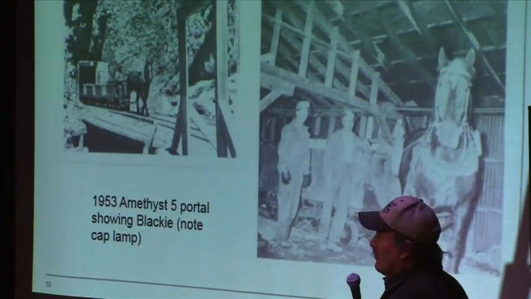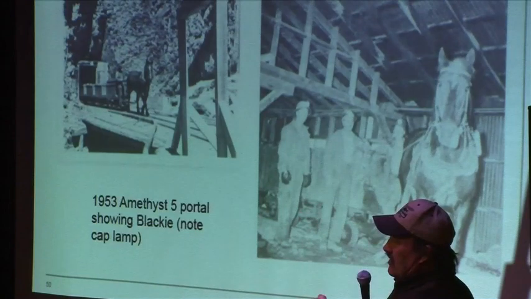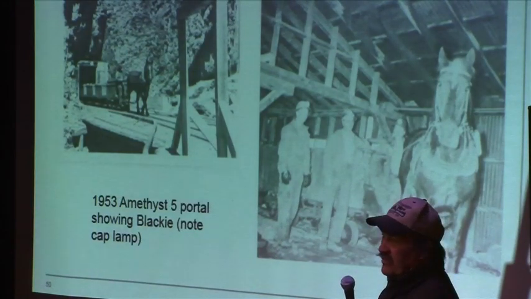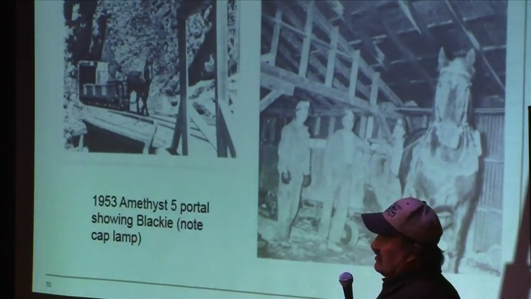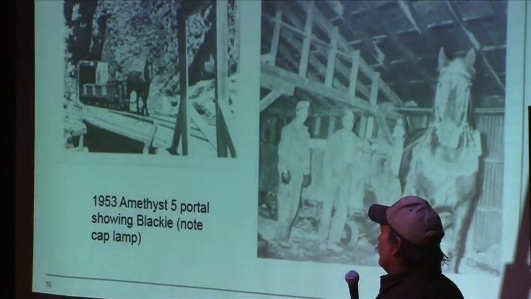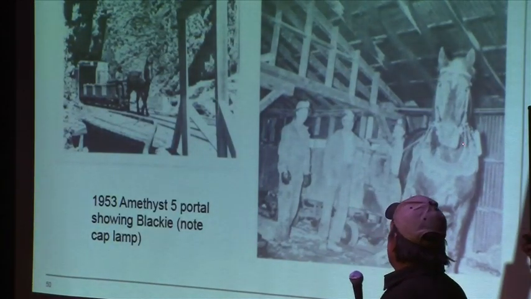This is the Amethyst 5 level, so they came in from the shaft down to 5 level because they were going through all the timber in the district to timber the mines and then to burn in the boilers to make the steam to hoist the ore up. So as soon as they could, they started running the tunnels in from down below because then you just pulled it out with horses.